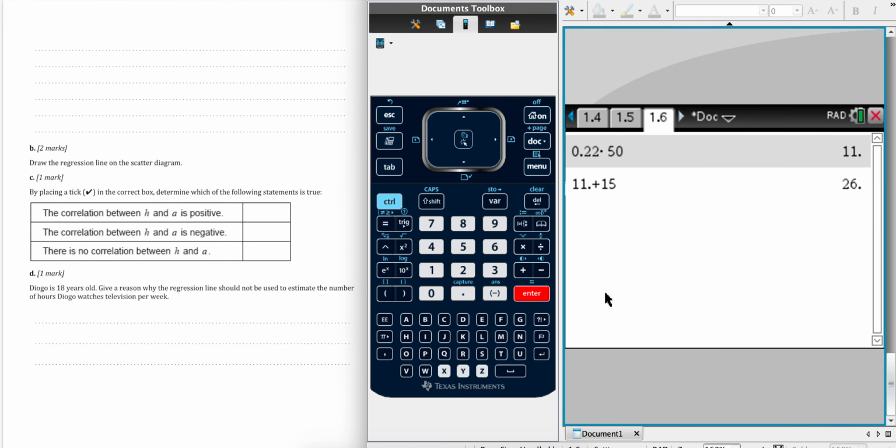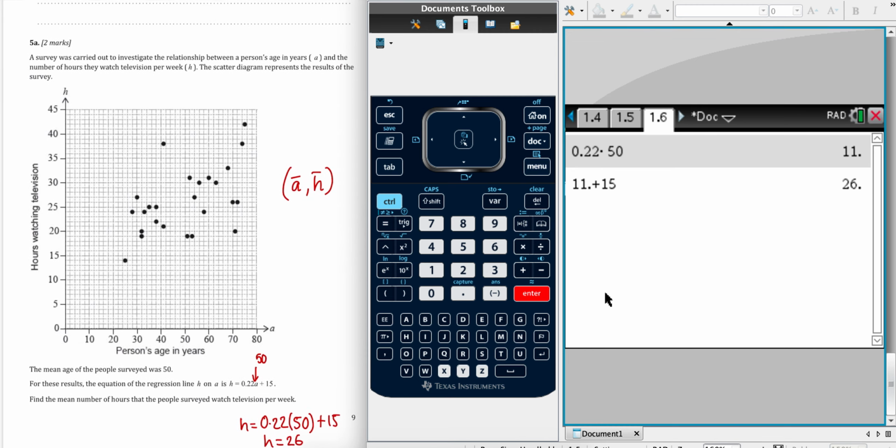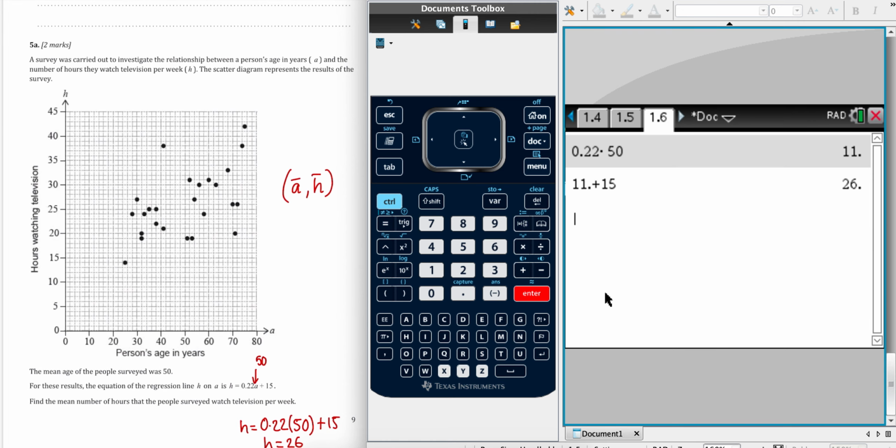And then for the next question, you're drawing the line of regression onto the scatter graph. So we know that it goes through the value of 50, 26, and you should have got follow-through marks for your answer here. And we also know, if we look at the line of regression, it's in the form mx plus b. We also know that it goes through the y-axis at the b value, or 15 in this case, and it's the h-axis. So we know that it goes through at 15, and we know that it should go through 50, 26.